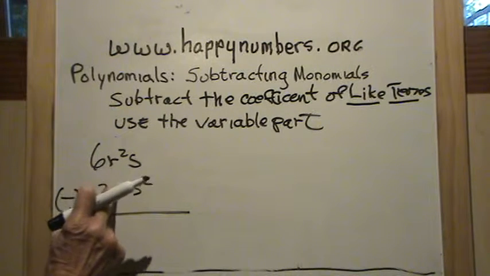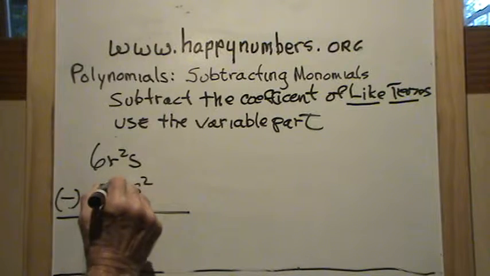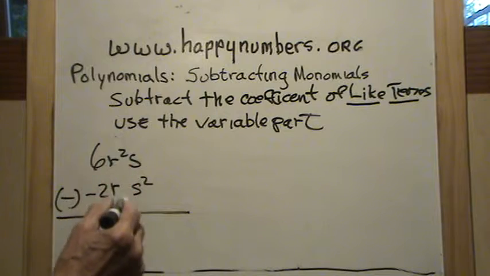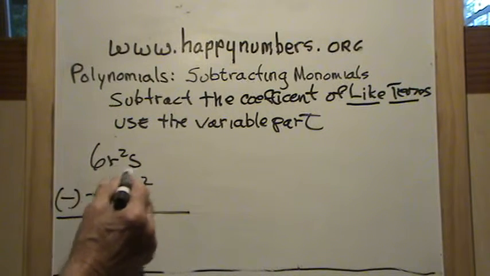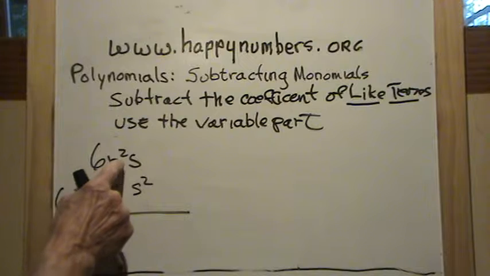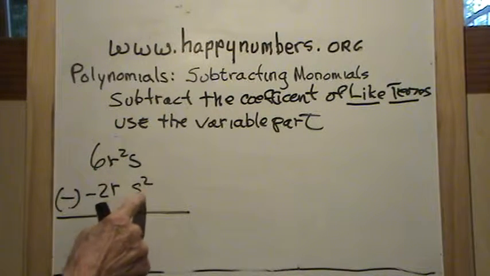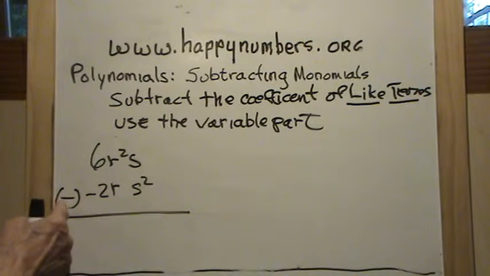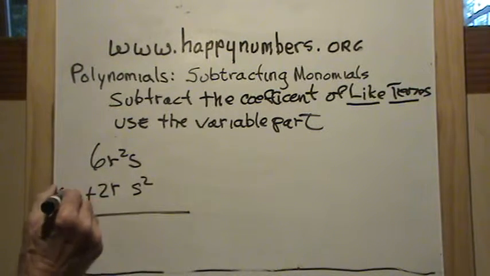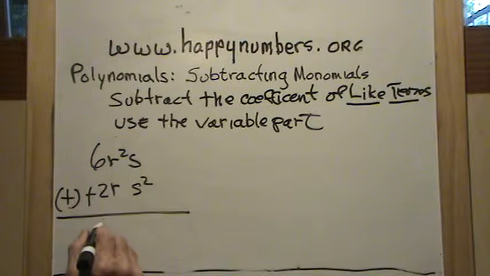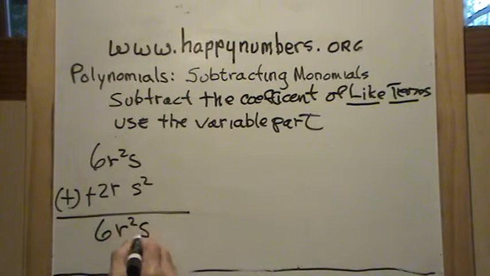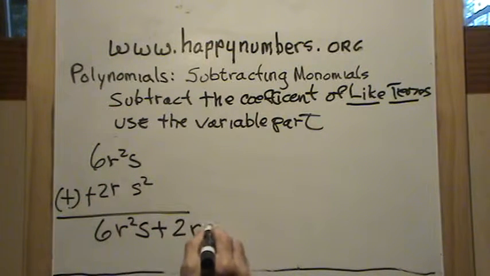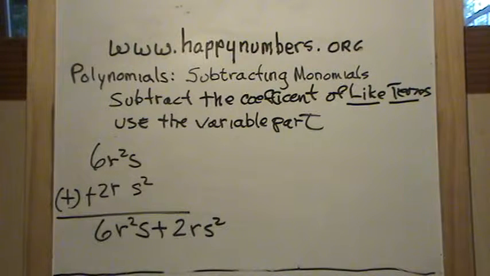Well, this does not look like a very good r, does it? I cannot subtract these monomials because their variable parts are different. This is r to the second power s, and this is rs to the second power. So all I can do, since this is a subtraction problem, is change the sign of the bottom number, make it an addition. And so the solution is 6r to the second power s, that's this one here, plus 2rs to the second power.